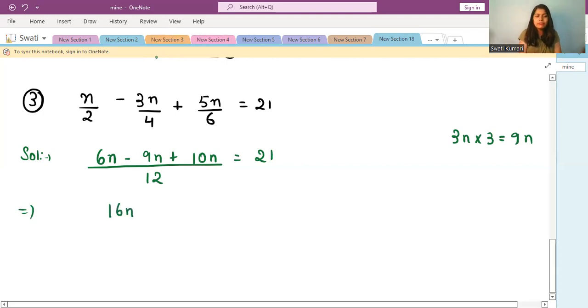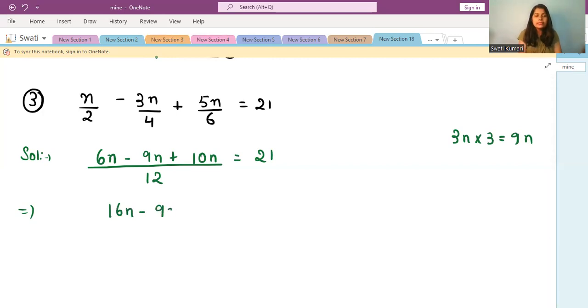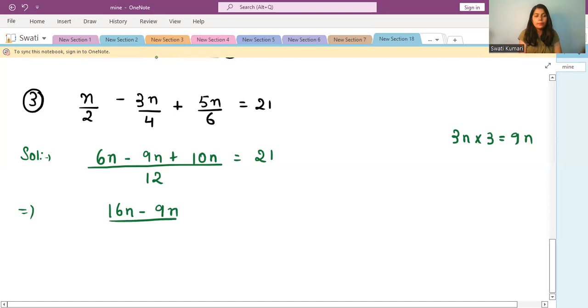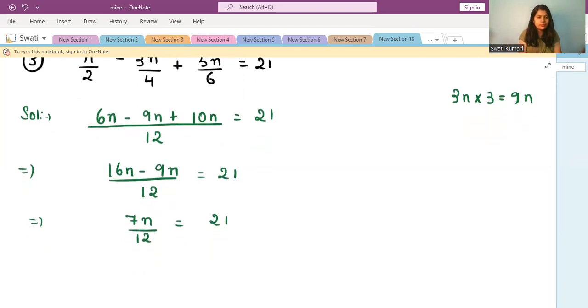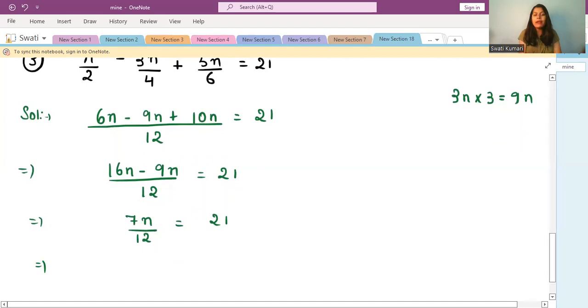So let's write down everything and let's not skip any step. So 16n minus 9n upon 12 equals 21. All right. Now we have to find what is 16 minus 9. So that is 7n. So 7n upon 12 equals 21. Okay. Yes, and now we have to shift this 12 to the other side.